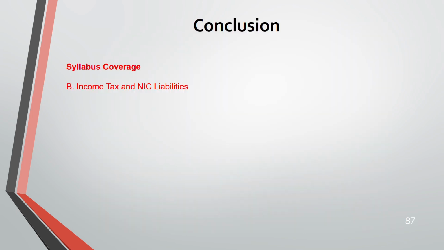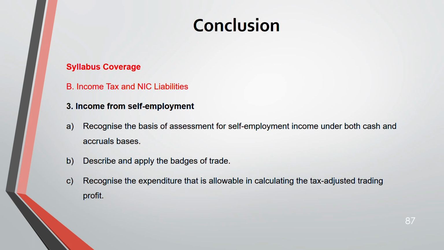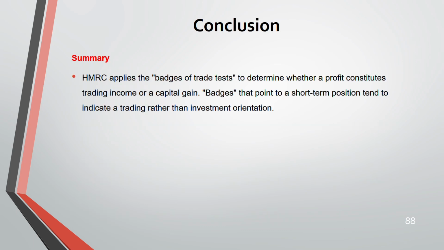Now that's it for this lecture. So from your syllabus, we have covered section B, income from self-employment, the third section. So we have recognized the basis for assessment for self-employed income under both cash and accrual basis. Then we applied badges of trade. There were so many badges of trade which help you to decide whether you are employed or self-employed. Then we recognized the expenditure that you can deduct from your trading profit to arrive at tax adjusted trading profit, and the relief obtained from pre-trading expenditure. So let us summarize the entire lecture.